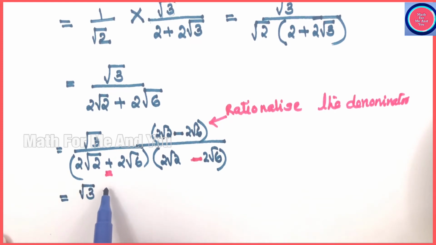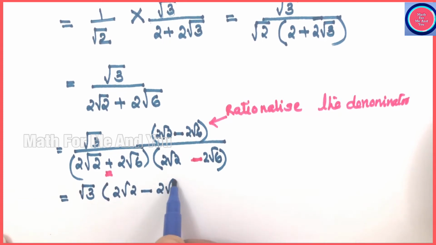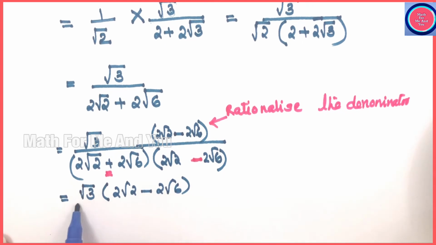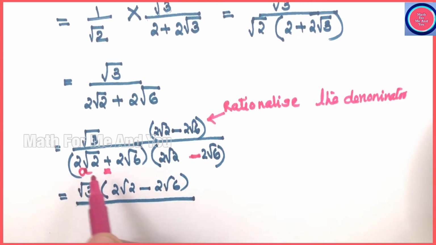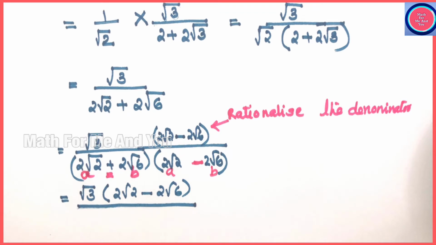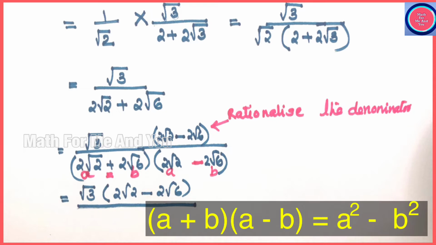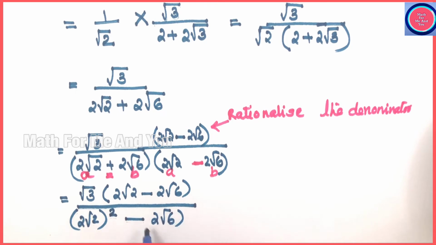Then numerators we can multiply together: root 3 times 2 root 2 minus 2 root 6. See the denominator, it is of the form a plus b times a minus b. What is a plus b times a minus b? We know the result: if a plus b multiplies with a minus b, we get a square minus b square. So using this result, in place of a it is 2 root 2, so we write 2 root 2 the whole square minus 2 root 6 the whole square, because in place of b it is 2 root 6.